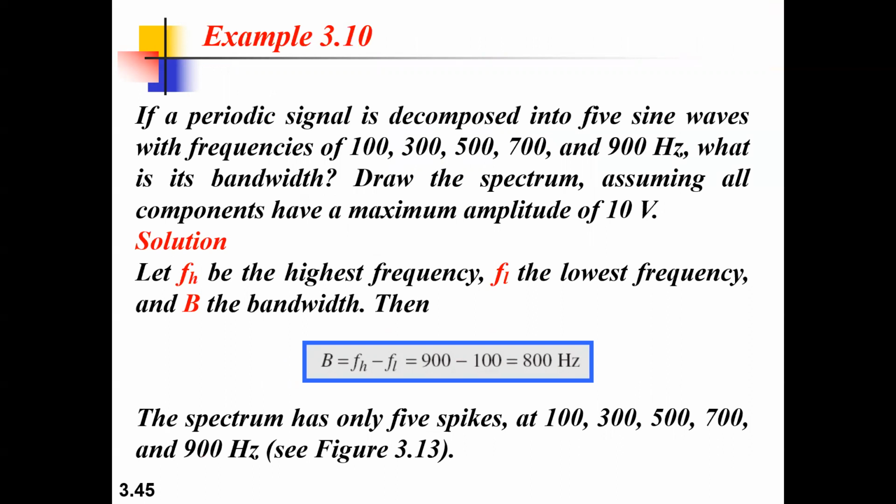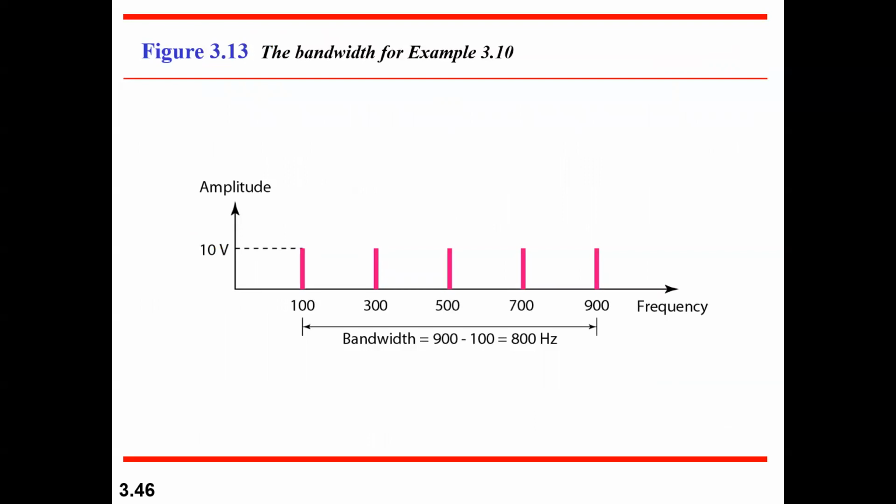Another example here. It says if a periodic signal is decomposed into 5 sine waves, right? 5 sets of sine waves, with the first one having 100 as the frequency, then 300, 500, 700, 900. What is its bandwidth? So it's very simple here, and it says draw the spectrum, assuming all components have a maximum amplitude of 10 volts. And in this case, if we have to draw, that is how we can draw it. This is a periodic signal, so it's exact values, right? 100, 300, 500, 700, 900, with an amplitude of 10 volts, and the bandwidth given there.